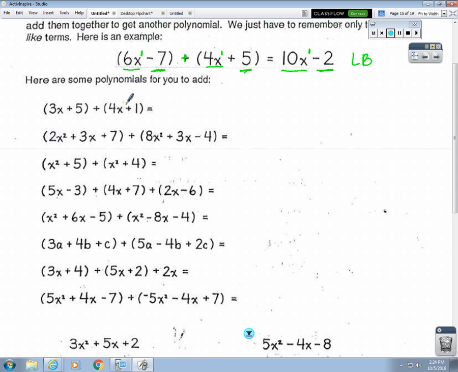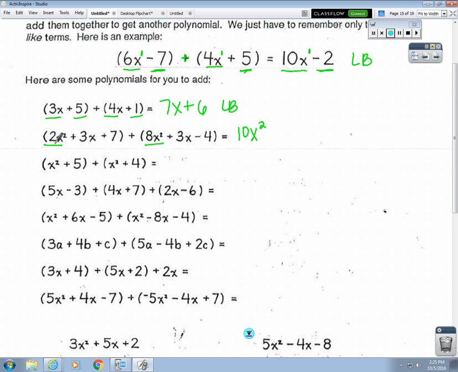3x plus 5 plus 4x plus 1. Right, you can combine the 3x and 4x to make 7x. The 5 plus 1 makes a 6. What's the name of this one? LB, linear binomial. Okay, the next one, you're adding a trinomial with another trinomial. 2x squared can add to what? 8x squared, and that does make 10x squared.